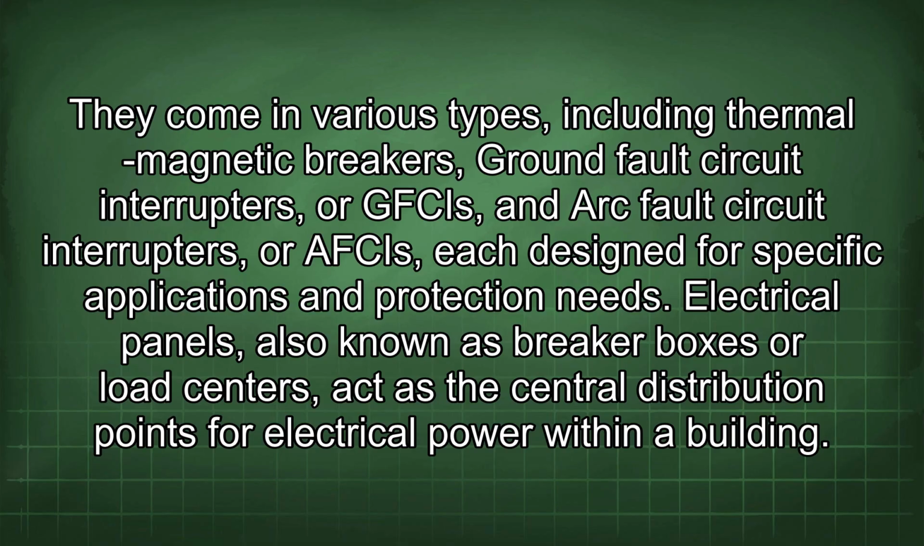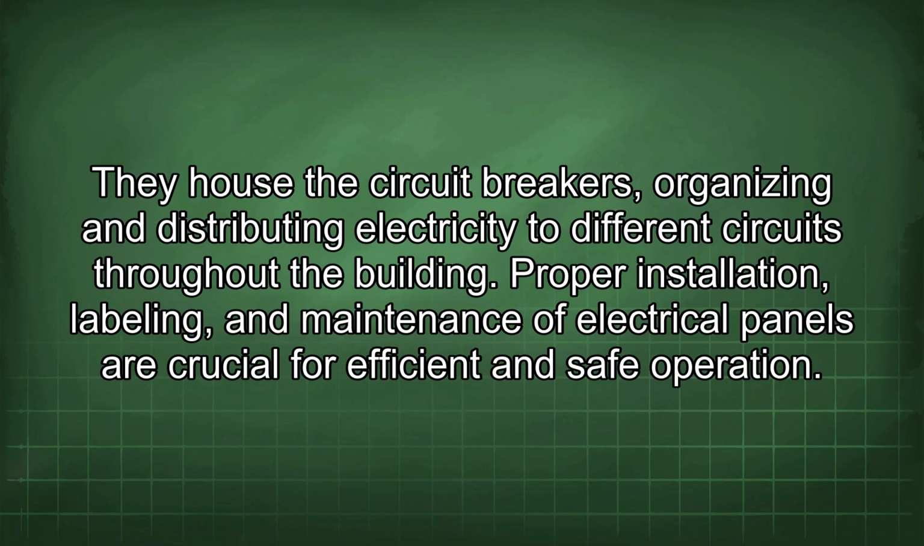They come in various types, including thermal magnetic breakers, ground fault circuit interrupters, or GFCIs, and arc fault circuit interrupters, or AFCIs, each designed for specific applications and protection needs. Electrical panels, also known as breaker boxes or load centers, act as the central distribution points for electrical power within a building. They house the circuit breakers, organizing and distributing electricity to different circuits throughout the building. Proper installation, labeling, and maintenance of electrical panels are crucial for efficient and safe operation.